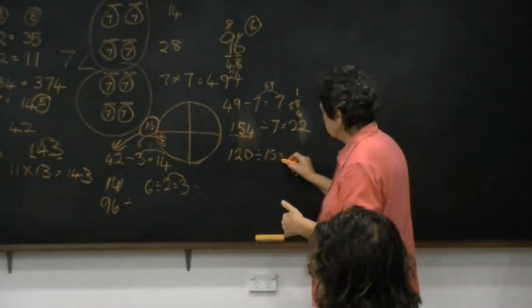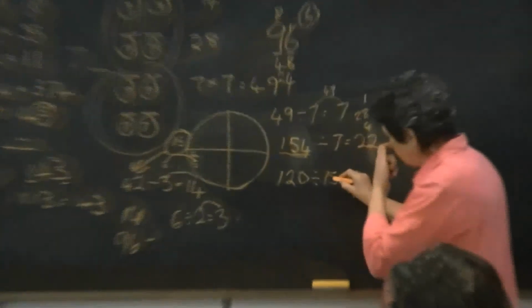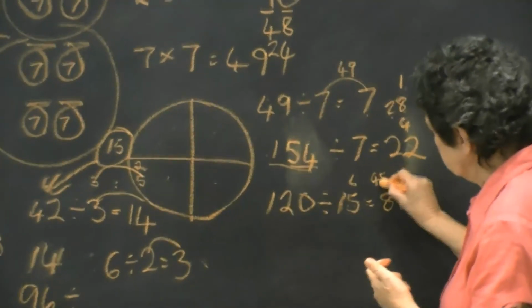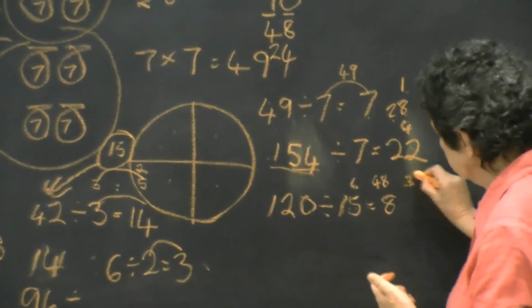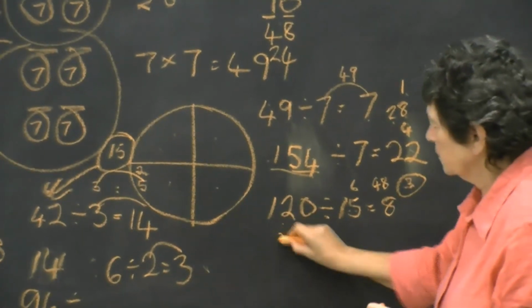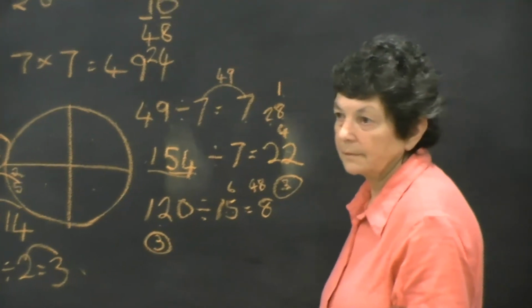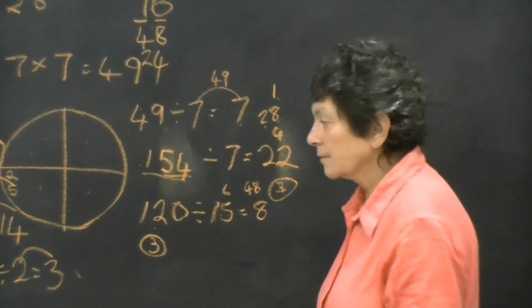So what did we say it is? 8. That's 6, isn't it? 6 8s are 48, digit sum 3, digit sum 3. Have to play with it. But congratulations to Jacqueline for seeing what we do, seeing the method.